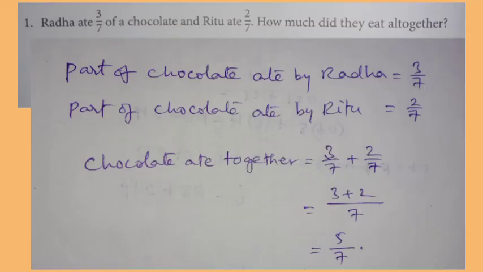Radha ate 3 by 7 of a chocolate and Ritu ate 2 by 7. How much did they eat together? Part of chocolate eaten by Radha is 3 by 7. Part of chocolate eaten by Ritu is 2 by 7. Therefore, chocolate eaten together is 3 by 7 plus 2 by 7, which equals 3 plus 2 by 7, which equals 5 by 7.